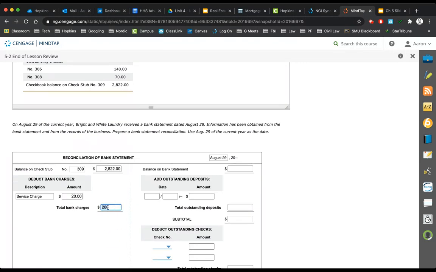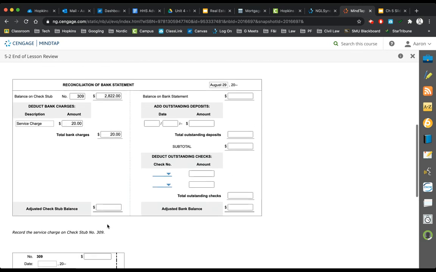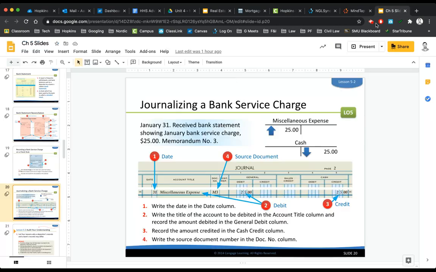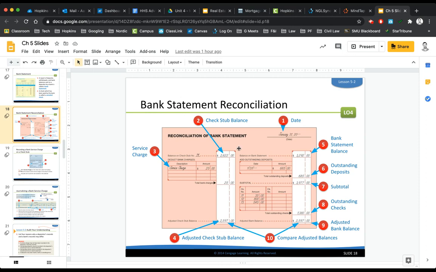Total bank charges. My fault. And then we total it down there. It was not letting me type. So now we have 2,802. So again, this looks a little different than if we go on the slides and we look at this, but this is essentially what we're doing here.